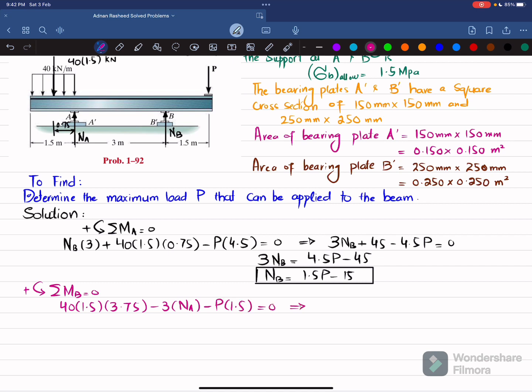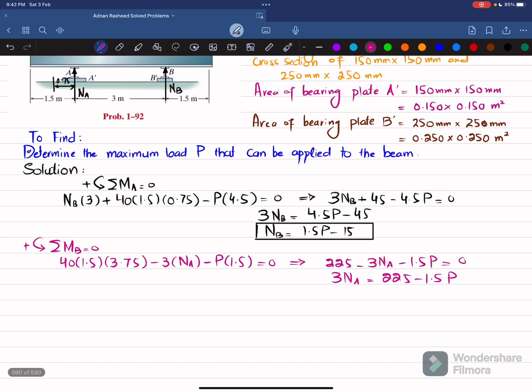So what we will get here is, the first term will give you 225 minus 3NA minus 1.5 times P is equal to 0. So 3NA will be equal to 225 minus 1.5 times P. And again, if you divide by 3 on both sides, you will get NA equal to 75 minus 0.5 times P. And this is the vertical reaction offered by support A on the beam.